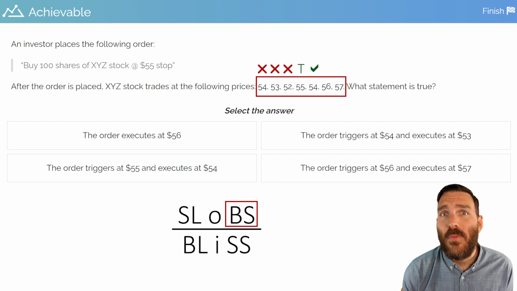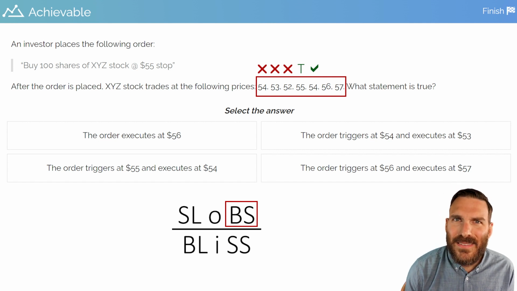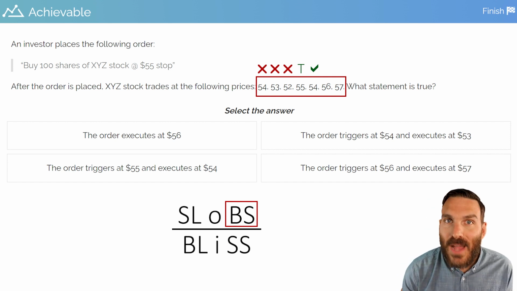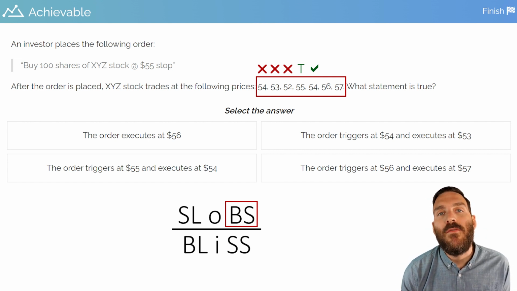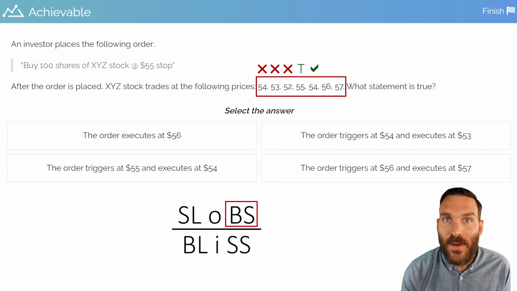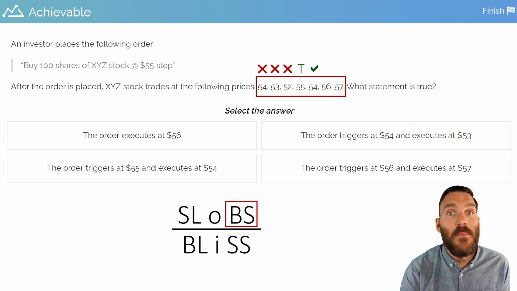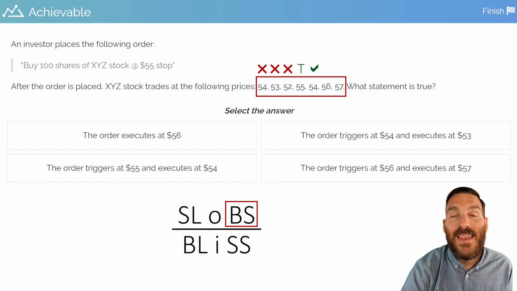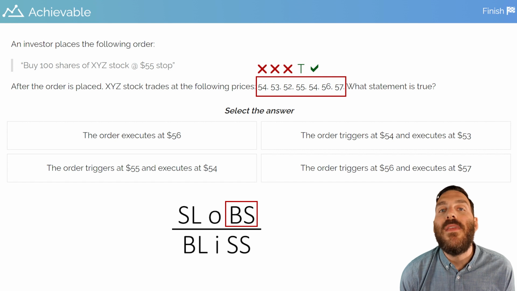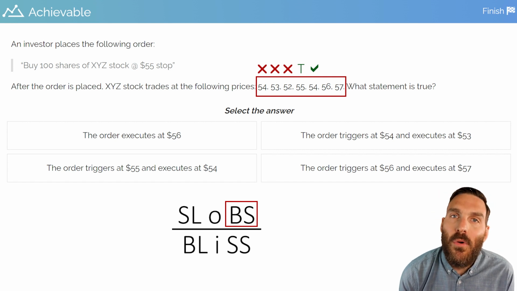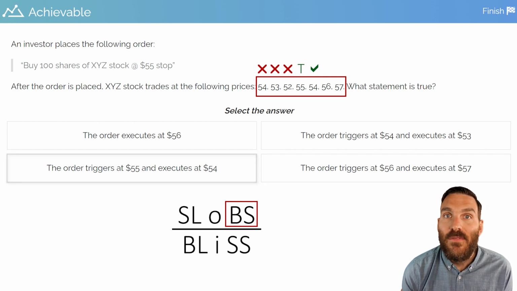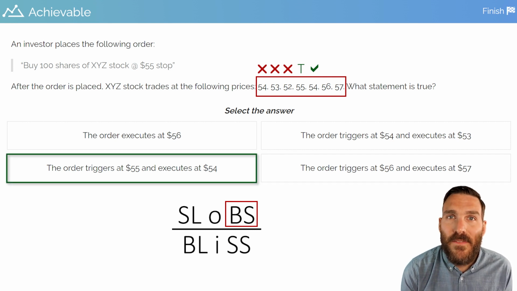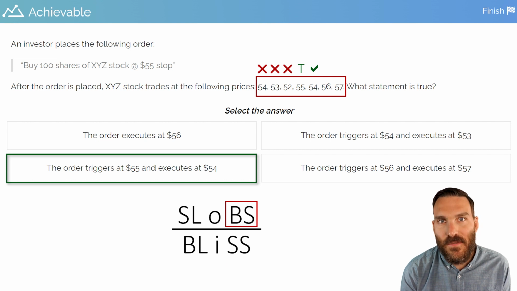Now with SLoBs over BLiSS, you might be thinking, BS, that's above the line. How does the order execute at 54? Remember with the stop order, all we're using SLoBs and BLiSS for is to tell us when the order triggers. It triggers at 55 or above. That next price could be 54, it could be 40, it could be 10, it could be 5 million. Whatever the next price is, that is where the order will execute. And in this case, it's 54. And that will reflect the correct answer. The order here triggers at 55 and executes at 54.